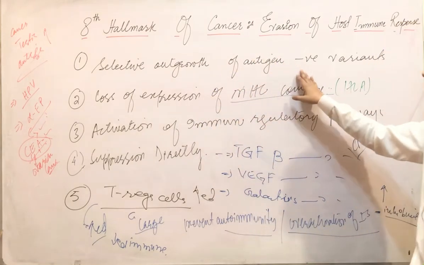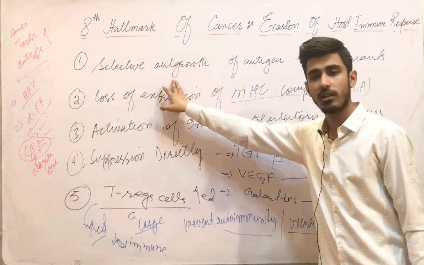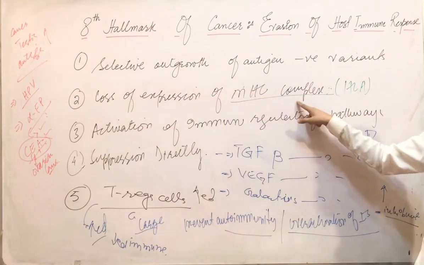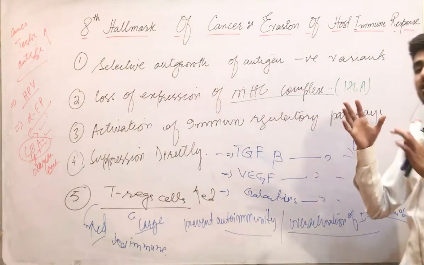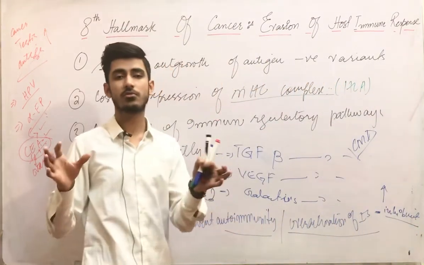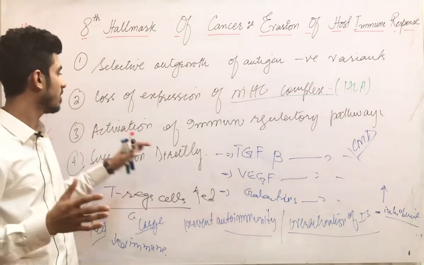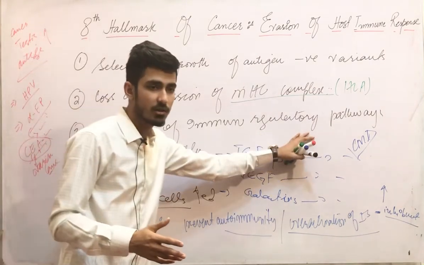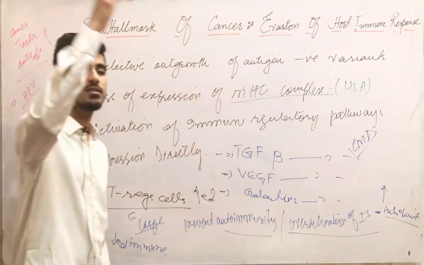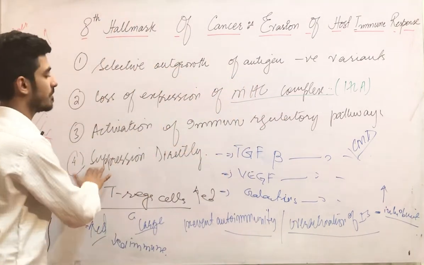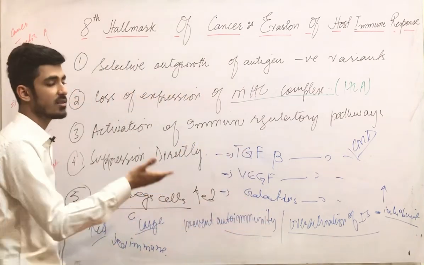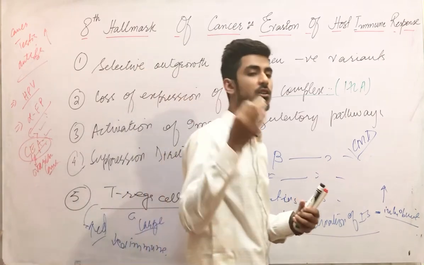Selective outgrowth of antigen negative variants, which is immunoediting, I told you about that. Then we have the loss of expression of the MHC complex, that is the HLA. If the HLA is not expressed, the CD4 positive T cell will not recognize them and they will not be destroyed. In this way the cancer cells can escape the immune system. Then we have the immune regulatory pathway activation, meaning the inhibitory pathways are activated and the activating pathways are inhibited. Then we have suppression directly by producing these substances. Then we have T regulatory cell expression increased by the tumor cells.